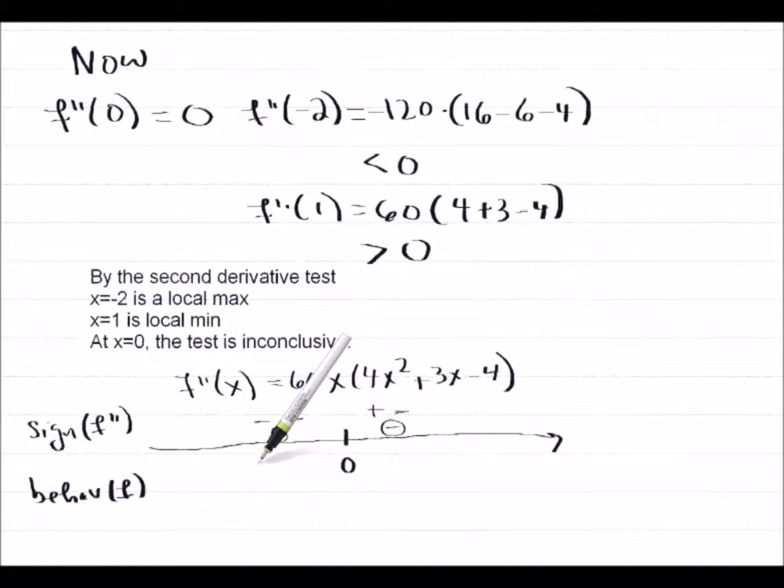So what's the behavior of f? Here it's concave up, here it's concave down. And what do we get? We get that 0 is an inflection point.